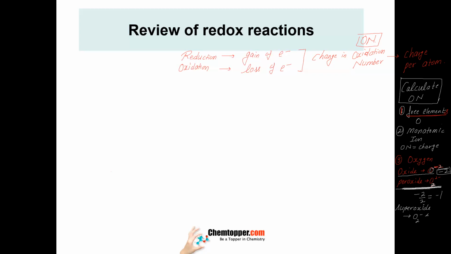Can you work out the oxidation number here in O2 1 minus per atom? Oxidation number per atom. Yes, superoxide. Yes, Sanjana, very good. -1/2. So it means oxidation numbers can be in fractions. And yes, they can be in fractions.